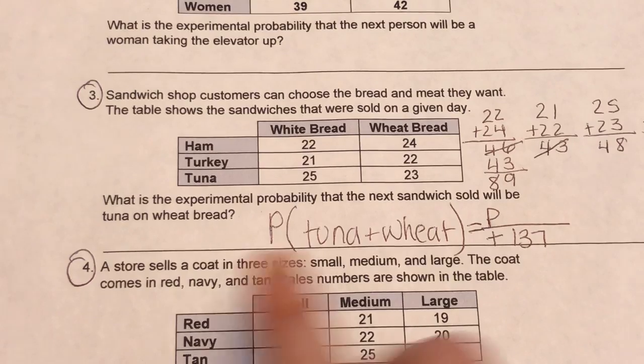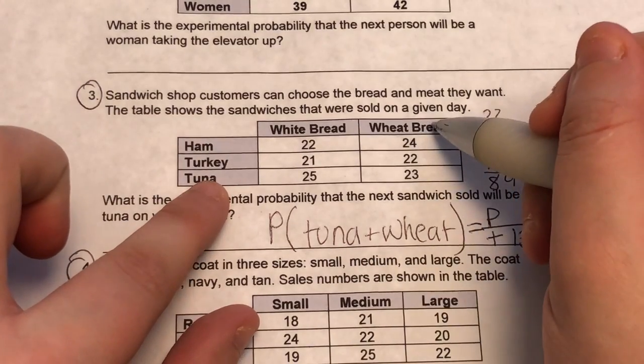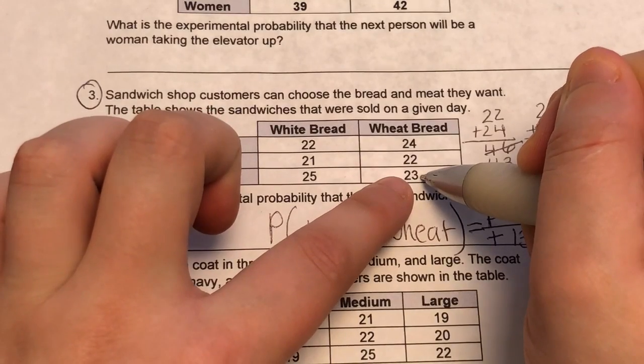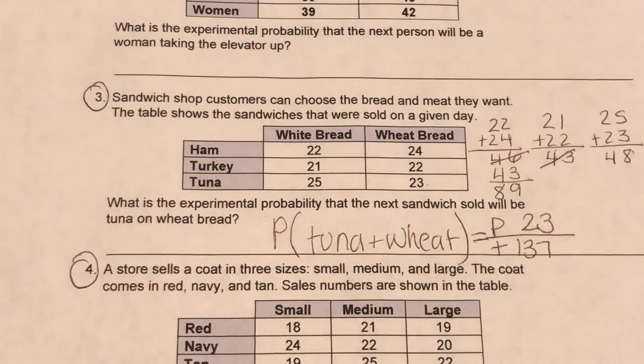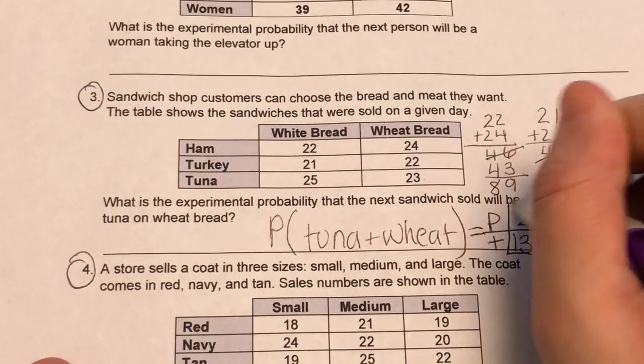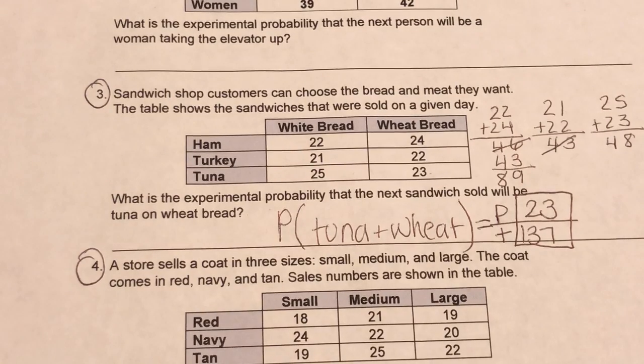Okay, well now all I have to do is find tuna and wheat. So I put my finger on tuna, I put my finger on wheat, and I go on to 23. So 23 is my part. Okay, 23 is prime, so I can't divide anything, so that's your answer. 23 out of 137. So hopefully you got that.